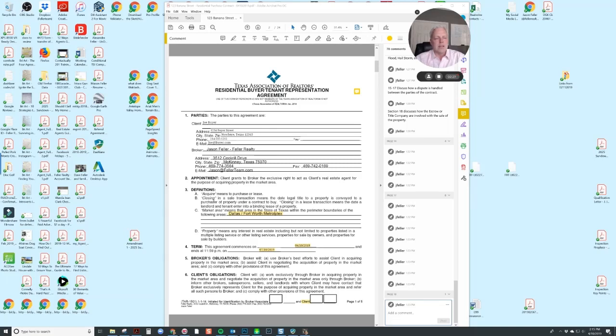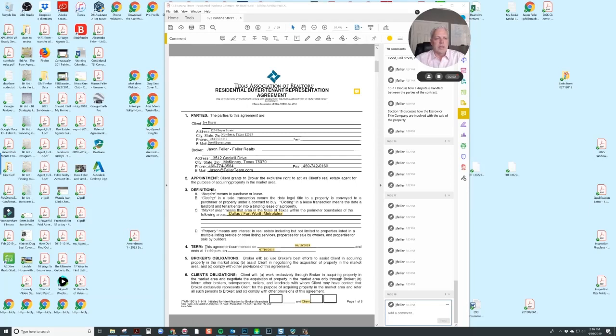Then you've got your definition area, which basically you're defining the market area or the city in which that representation will be occurring. So for me living in Dallas, it would be the Dallas-Fort Worth Metroplex. So that's going to include the neighborhoods north, south, east, and west, to give a little flexibility on that area.